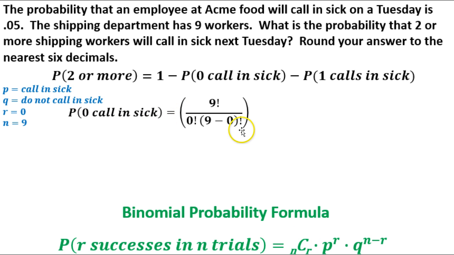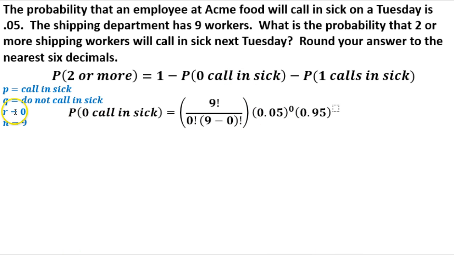This is 9 choose 0 times the probability of success, the people that call in sick. 0.05 is our success rate of people that call in sick, which would mean the probability of failure, the people who don't call in sick, would be 0.95. And this is raised to the number of successes that we want. In this case, we want 0 people to call in sick, so we'd have 0 here. Okay, that's directly from our R value.